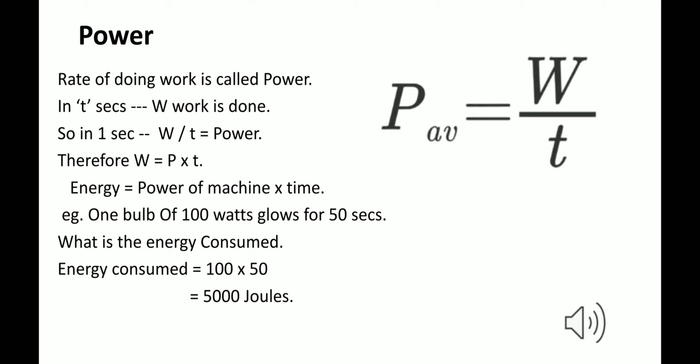Example, one bulb of 100 watts. You go and purchase a bulb and you say, please give me a 100 watt bulb. So one bulb of 100 watts glows for 50 seconds. Okay. So what is the energy consumed over here? Energy consumed will be 100 watts into 50 seconds, and that comes to 5,000 joules.